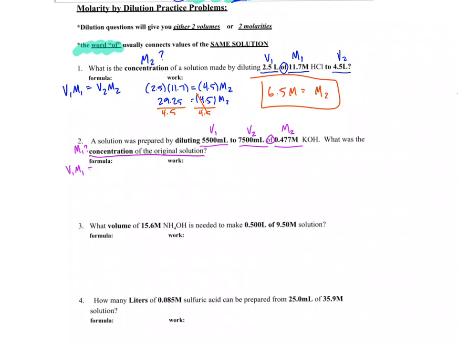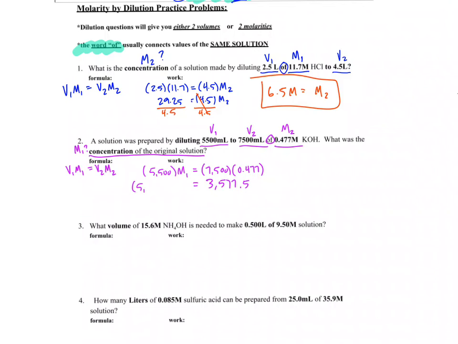So, same equation: V1 M1 equals V2 M2. I'm going to plug in what I know. I know V1 is 5,500, M1 is unknown, equals V2, which is 7,500, times M2, which is 0.477. So like we did in the previous problem, I'm going to combine like terms. So 7,500 times 0.477 on the right side gives me 3,577.5.